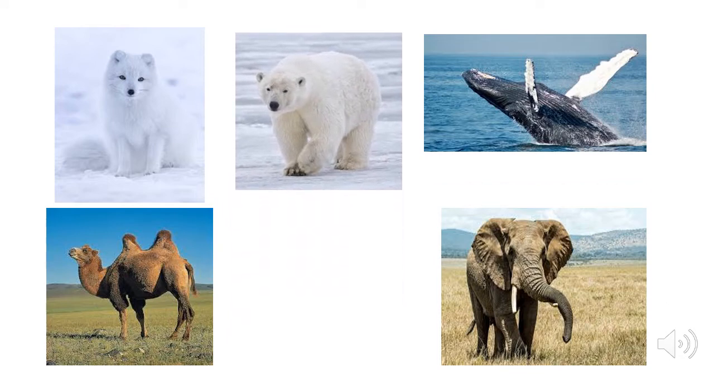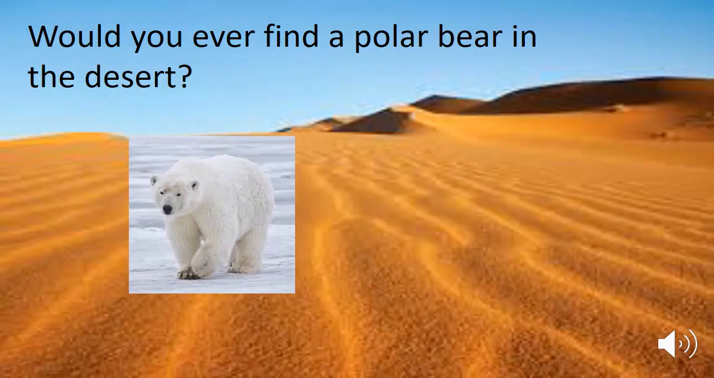So did you say that the Arctic fox, the polar bear and the whale live in a cold environment and the camel and elephant live in a hot environment? So why would you never find a polar bear living in the desert? This is because organisms will only live and reproduce where conditions are suitable. So you will never see a polar bear in the desert, just like you would never see a camel in the North Pole. This is because they have not adapted to live there. They have adapted to live where they live.